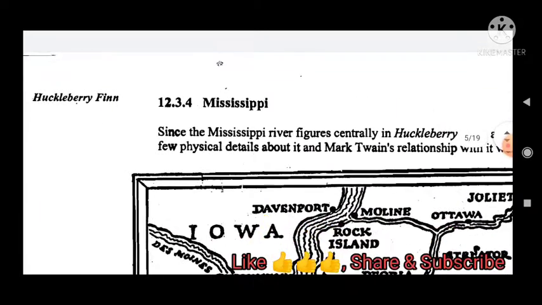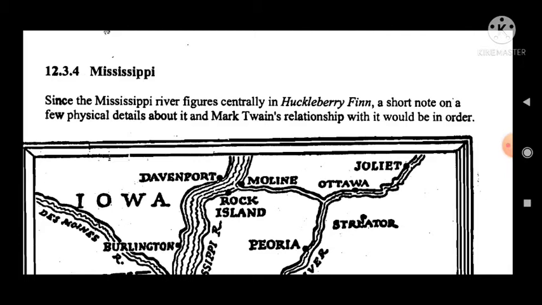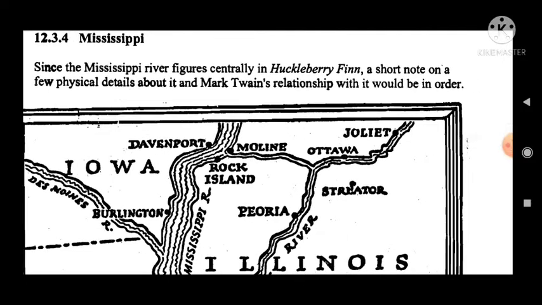Then, Huckleberry Finn, Mississippi. Since the Mississippi River figures centrally in Huckleberry Finn, a short note on a few physical details about it and Mark Twain's relationship with it would be in order. In your NET examination, it could be asked: Huckleberry Finn figures in which river? So you can answer that it is the Mississippi.